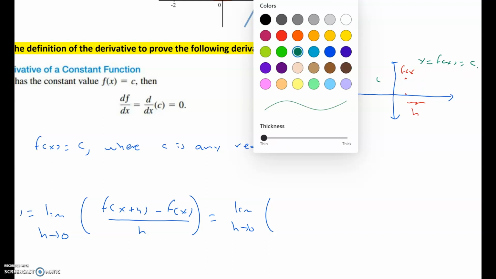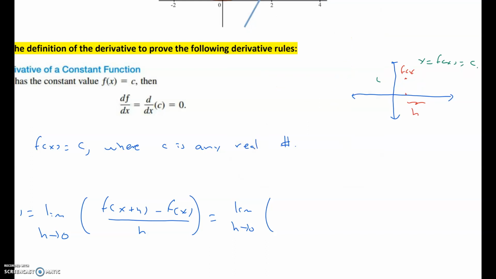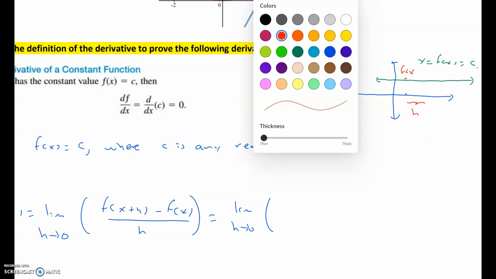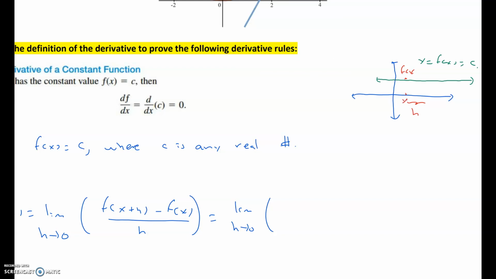Let me make this sketch a little bit better. Keep in mind that we have a horizontal line. If this is x, this value here is going to be f of x. If you pick a constant value h later on, so this will be x plus h, you end up with the same value. This is f of x plus h, which is equal to c.